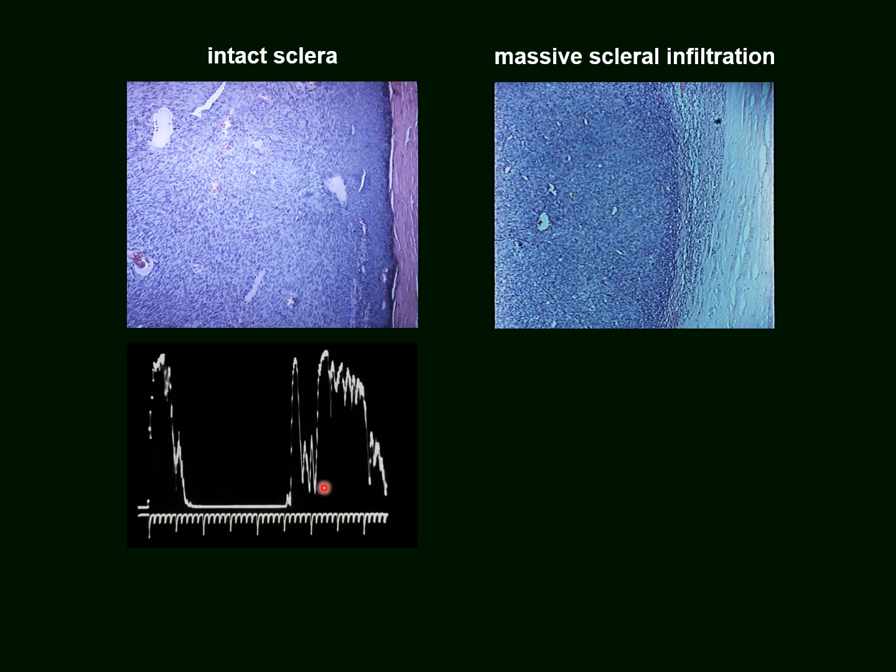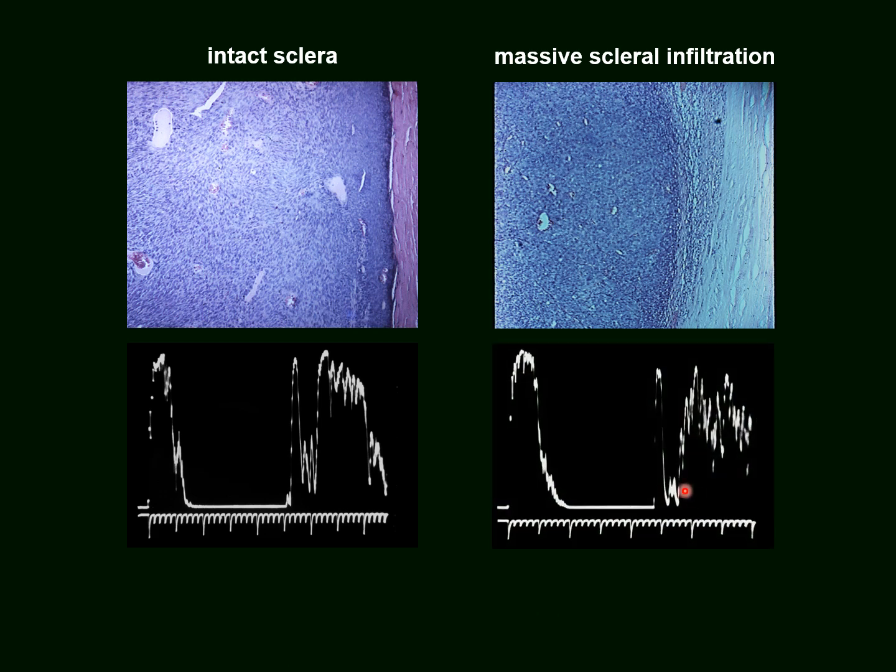The intact scleral spike looks like this, rising from the low reflective tumor signals, a high spike with a number of high frequency oscillations because it's a coarse surface, but in this case intact, whereas here we see what happens with massive scleral infiltration. It's not one spike that rises up, it's several spikes getting higher and higher.